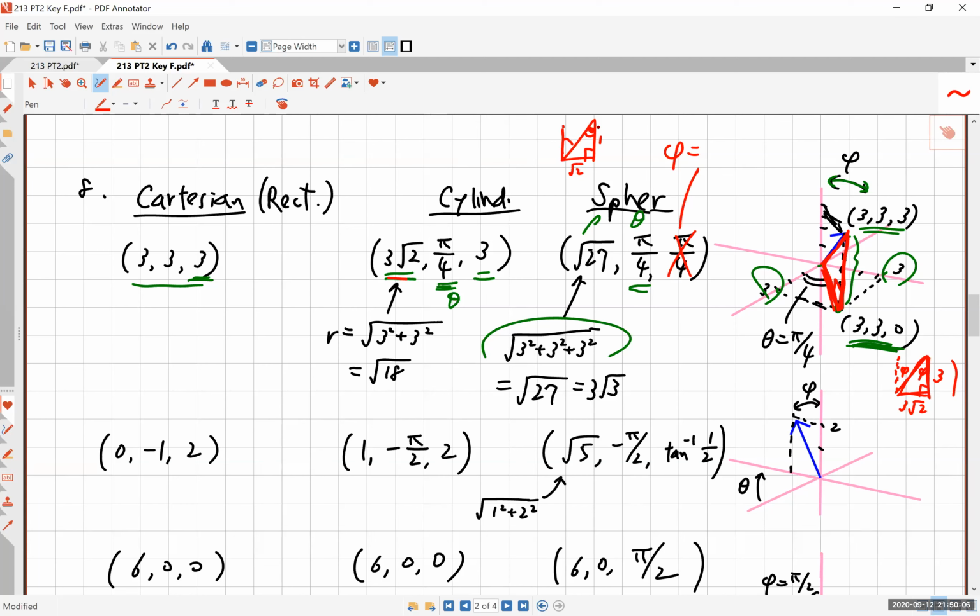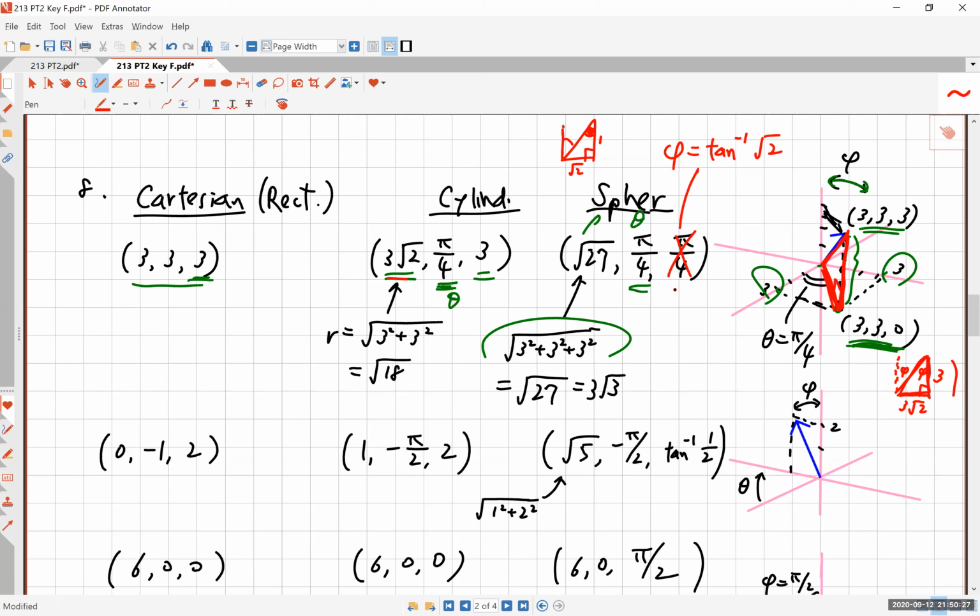alternate interior angles. So in this case, phi is the angle whose tangent is 3 square root of 2 over 3. Okay, well, that's the same thing as the square root of 2. So this is the inverse tangent of the square root of 2. Okay, and so that is the answer to this question.